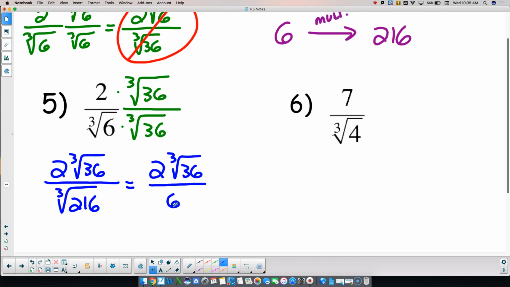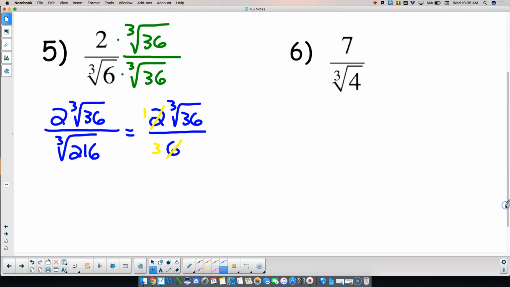Is that an acceptable answer? Why not? What cancels? The 2 and the 6, because they're both outside, right? So 2 goes into 2 one time. 2 goes into 6 3 times. So the acceptable answer here is the cube root of 36 over 3.